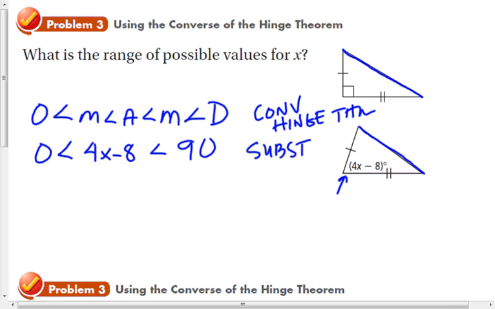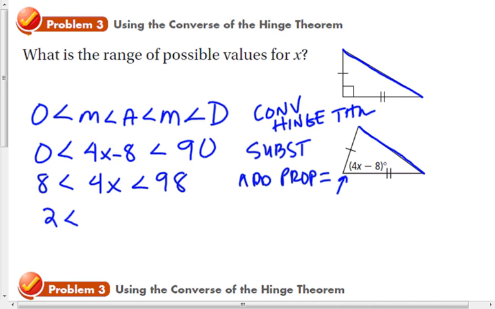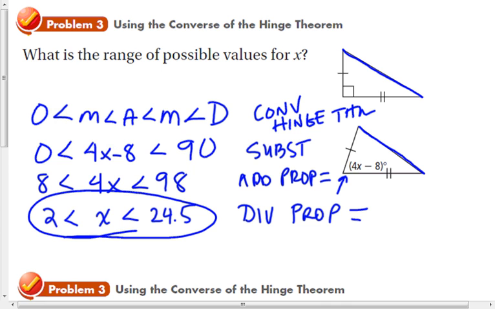And we can say that adding 8 to each of these, we get 8 is less than 4x is less than 98. And that's the addition property of equality. And then we divide everything by 4, we can say that 2 is less than x is less than 98 divided by 4 is 24.5. And that's the division property of equality. And so we have our answer, x must be between 2 and 24.5. All right, you try that.